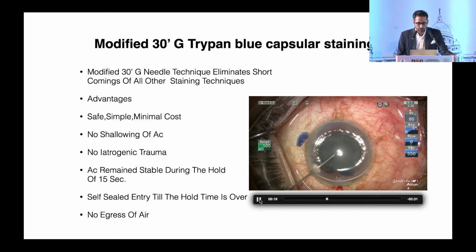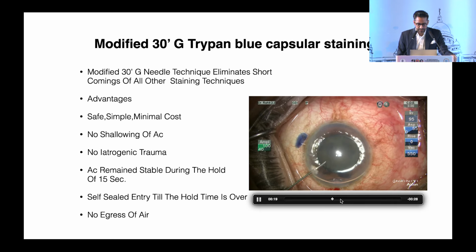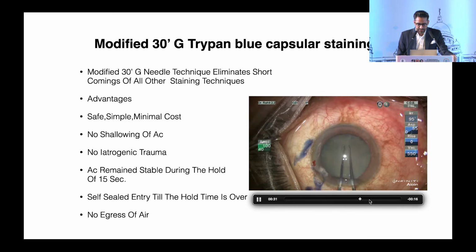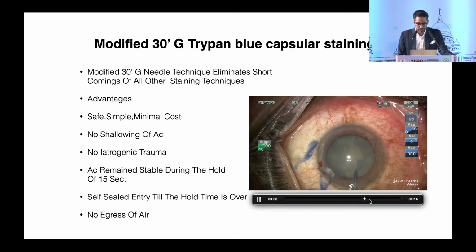So you have a good uniform capsular staining. And then you can see there's a good uniform capsular staining.